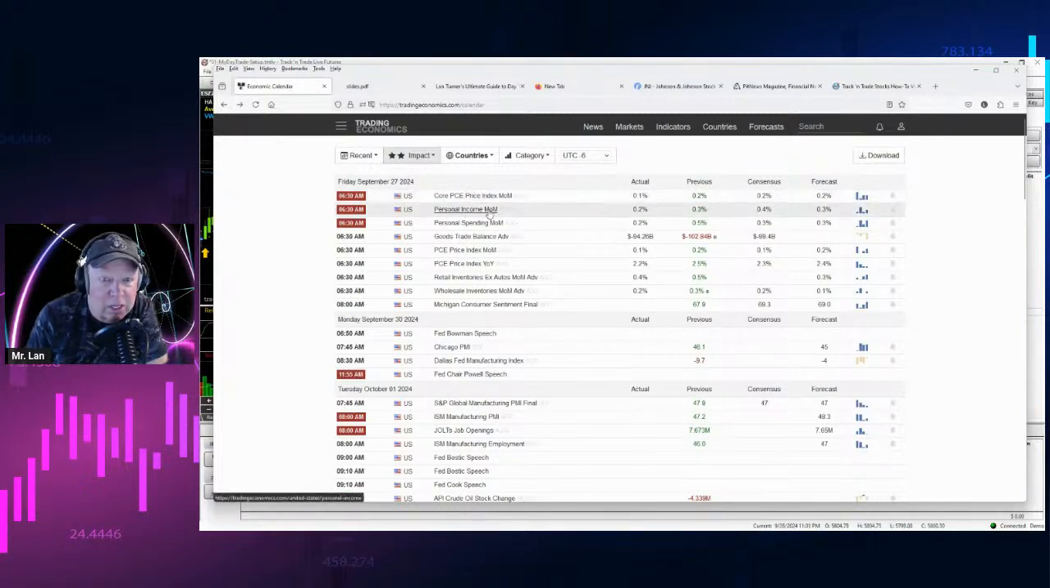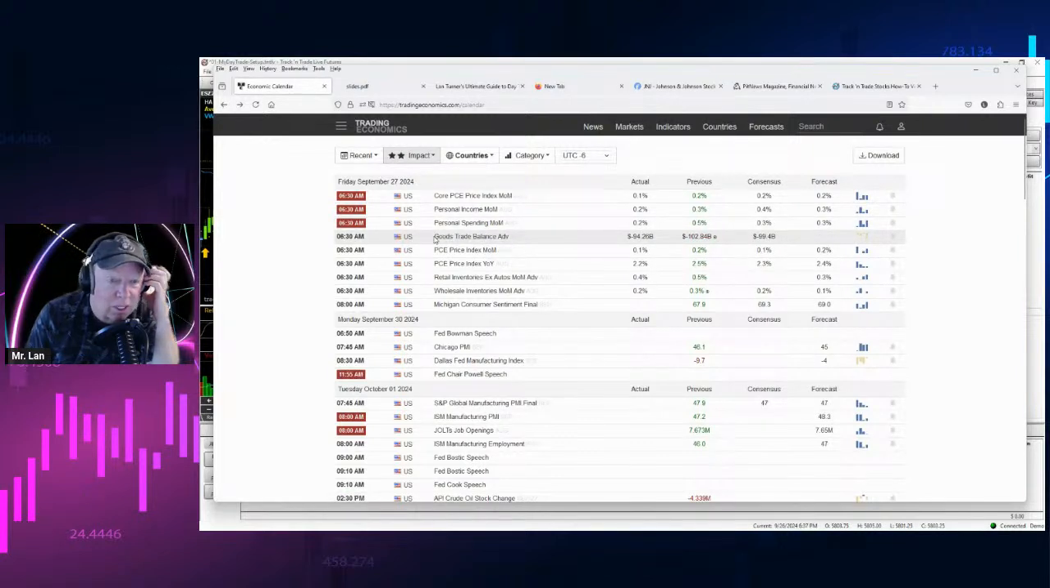And then we had personal income month over month. Well, that's not good. Core prices went down, but the income went up. Well, personal income went down. The forecast was 0.3, consensus 0.4, previous was 0.3, and it went down to 0.2. So core prices went down, but income also went down. Personal spending went down. People stopped spending as much. So that's not good.